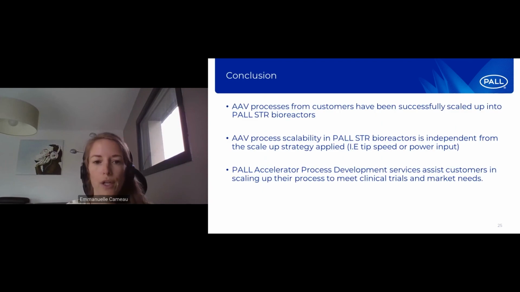So in conclusion, these studies show that AAV processes from customers transferred to us have been successfully scaled up into our PALL STR bioreactors. The AAV process scalability in PALL STR bioreactors is independent from the scale-up strategy applied, whether it's tip speed or power input, even if we tend to prefer power input.